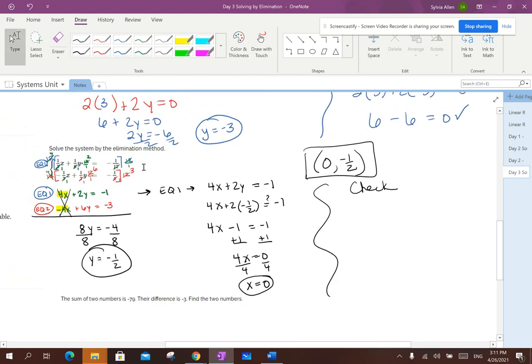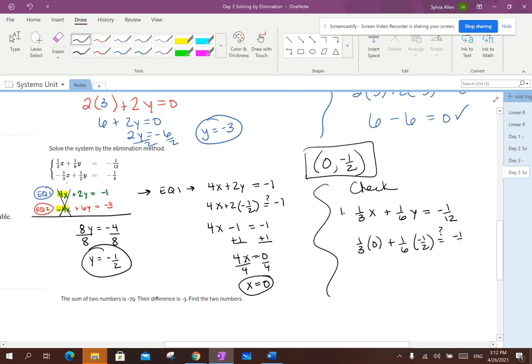Very important. Go back to your original. Okay? So let's go 1/3 times, well, let me write down the equation first. 1/3 x plus 1/6y equals negative 1/12. So 1/3 times 0 plus 1/6 times negative 1/2. Does that equal negative 1/12?